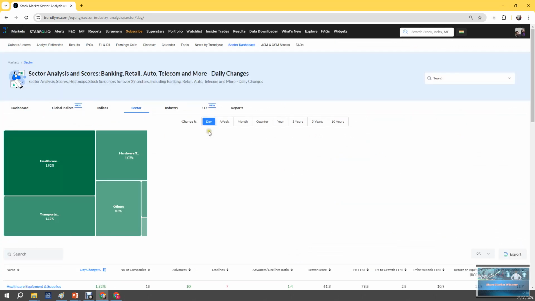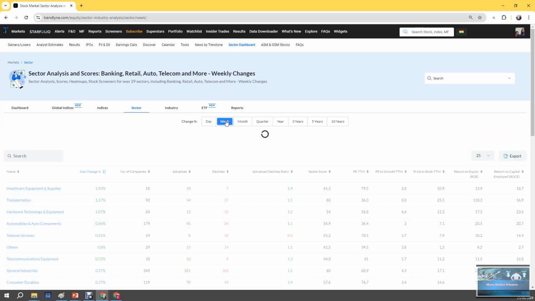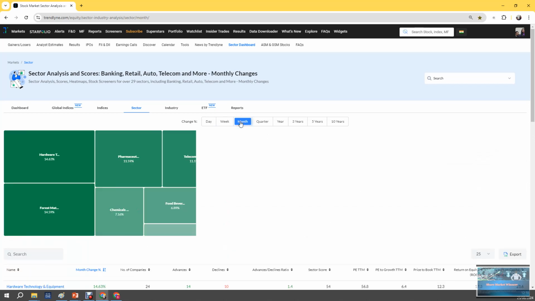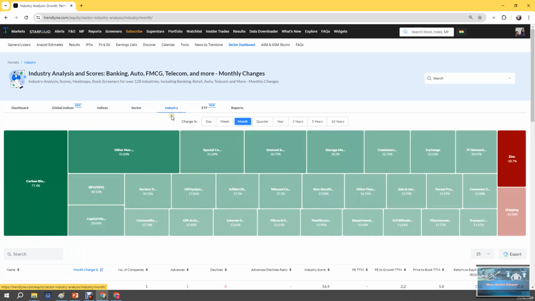At the sector level, you can see on a daily, weekly and monthly basis which sector is performing under what conditions. Probably the health sector is up 1.92% based on the last trading session, which is on 23rd. Likewise, you can see a heat map of the entire sector, and you can change that sector view into an industry-wise view if you want. Okay, this is the industry view.